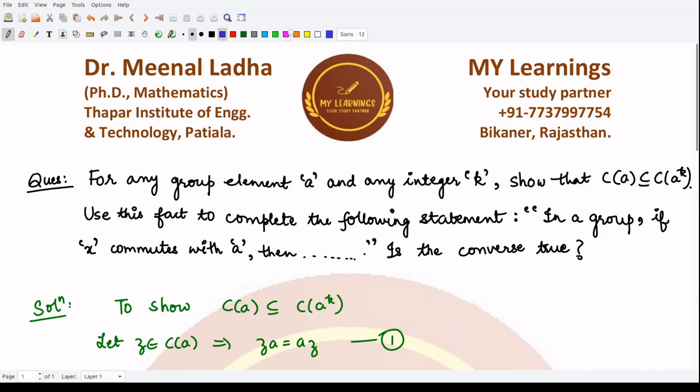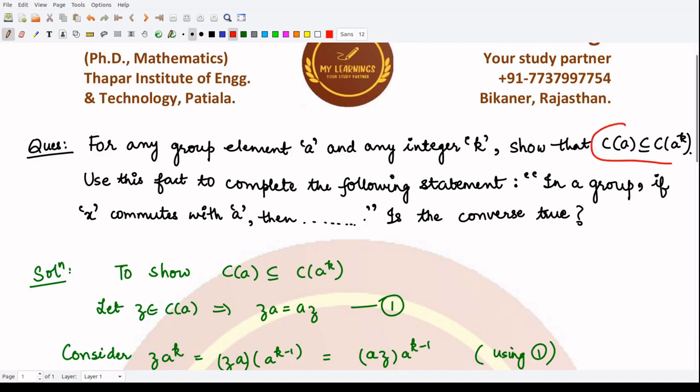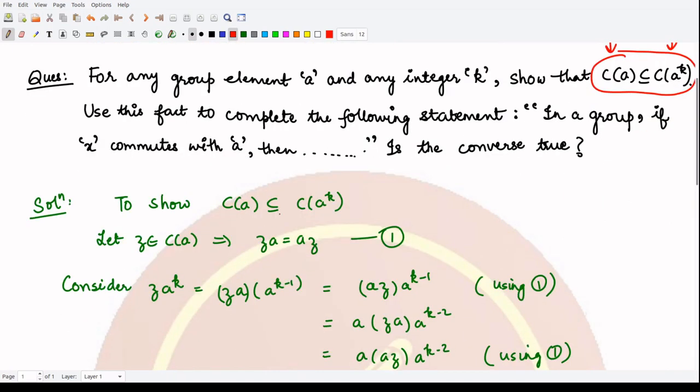In this video, we'll be solving this question which states that for any group element A and for any integer k, we need to show that the centralizer of A is contained in the centralizer of A raised to power k. So let's go through the questions one by one. For showing this, we need to take some element here and we need to prove that it is also present in this centralizer.